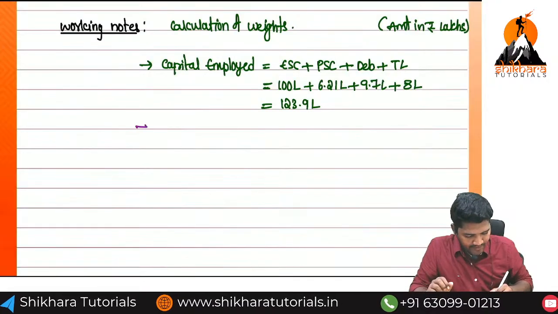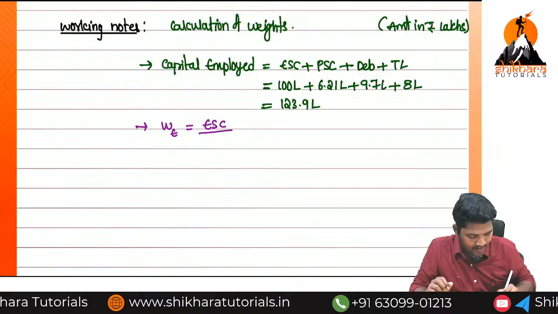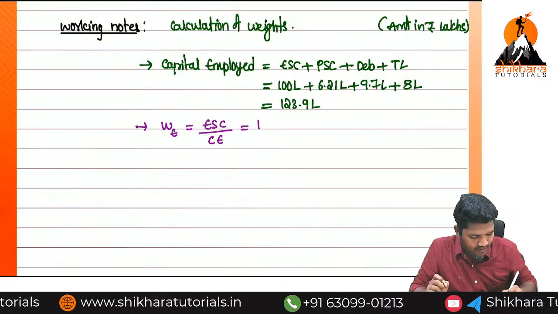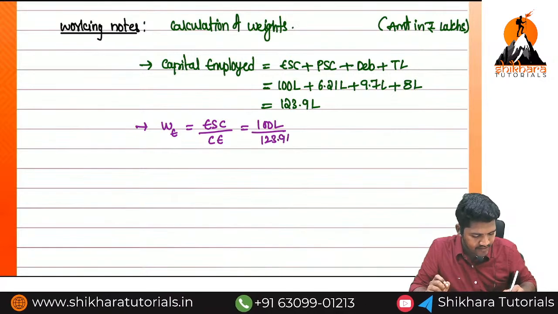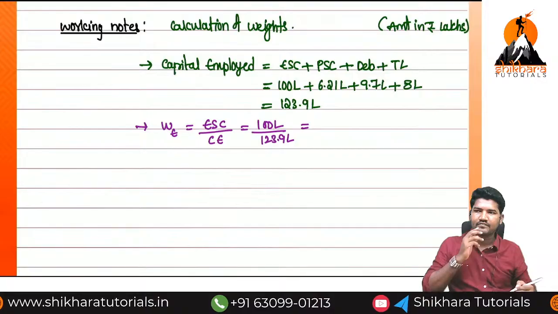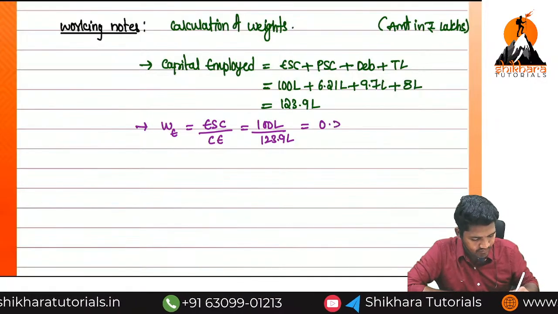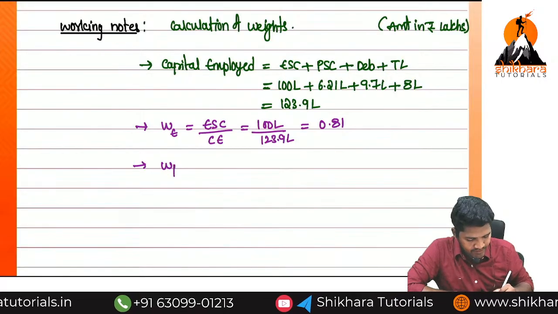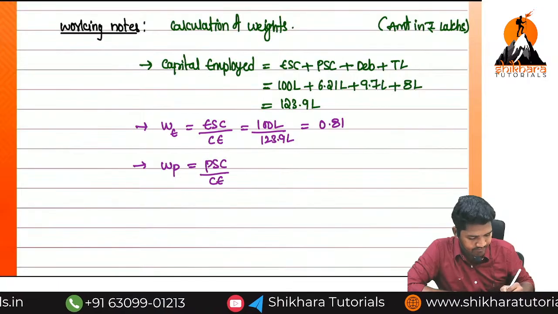So the first weight is weight of equity. How do you find out the weight of equity? Equity share capital divided by capital employed. Now what is the amount of equity share capital? 100 lakhs divided by capital employed 123.9 lakhs. Please tell me the weight. 0.81.